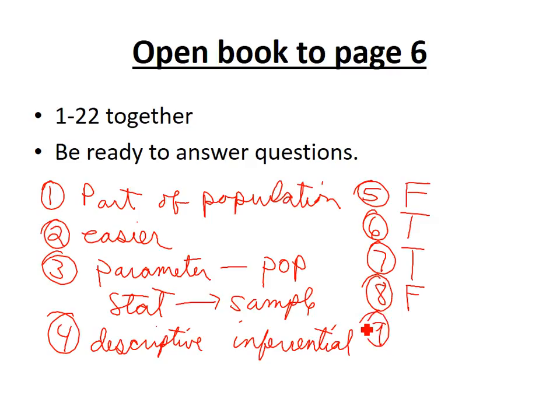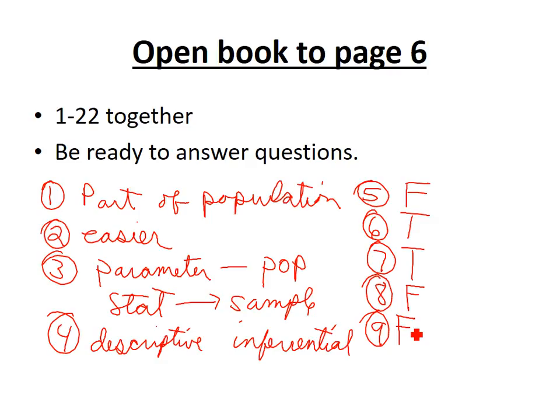Number 9, what's number 9 say? A population is a collection of some outcomes, responses, measurements, or counts that are of interest. Be careful on this one. True or false? False. Population is the people. Whoever wrote my book's wrong.